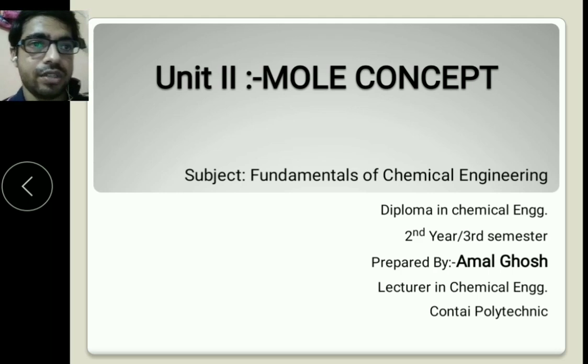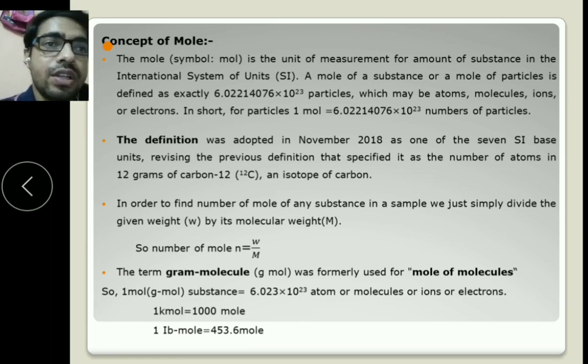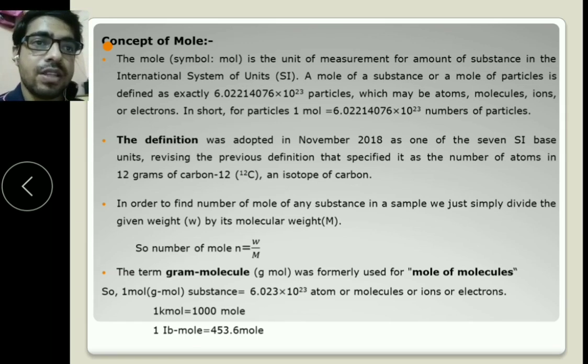So let's start. First, the concept of mole. The mole, whose symbol is mol, is the unit of measurement for the amount of substance in the International System of Units. We know from the first chapter that there are different unit systems like CGS, MKS, FPS, and SI, but only in the SI system is there a place for amount of substance, which is the mole. In other systems like CGS, FPS, and MKS, there is no place for amount of substance.